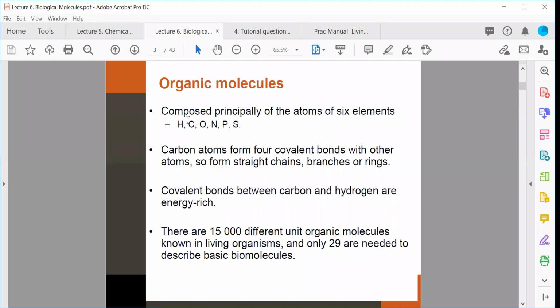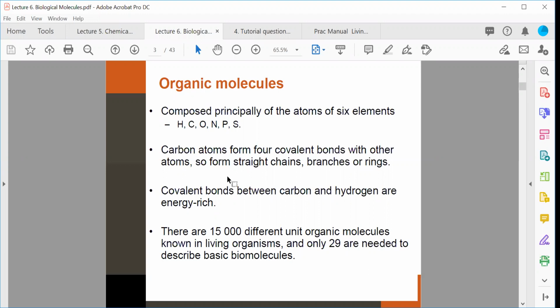Carbon is a big one. It features very, very heavily in organic molecules, in biological macromolecules, because carbon atoms, as you know, have the ability to form 4 covalent bonds with other atoms. So carbon-laden molecules can form straight chains, they can form branches, they can form rings, they can form any manner of different types of molecules. That's why carbon is often referred to as the party animal on the periodic table of the elements.